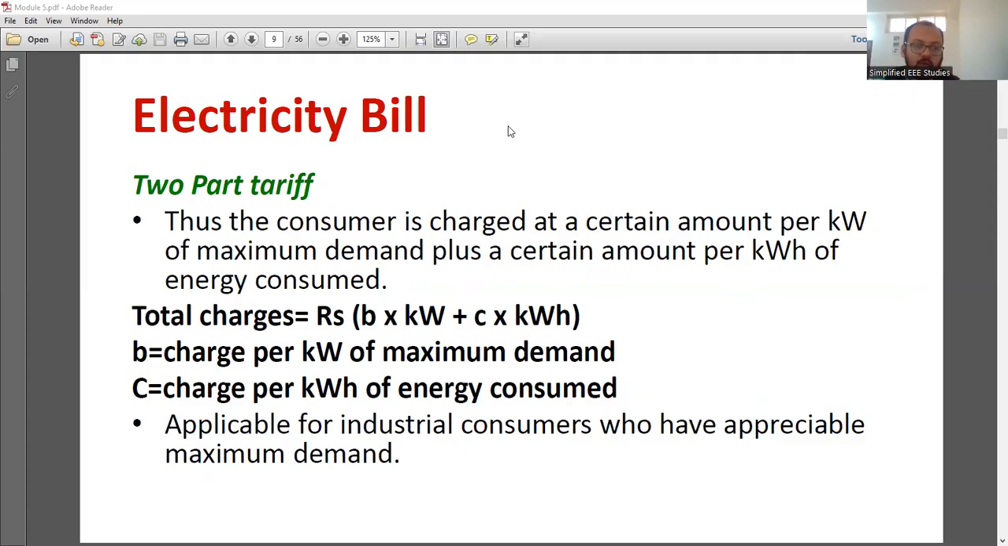So you can use the calculation. The total charge is equal to, this is a formula you have to remember: B into kilowatts plus C into kWh. kW means the maximum demand power, and kWh means energy consumed. B is a constant charge per kW. C is charge per kWh. These are the points you have to remember. This formula is important to solve the numerical example as well. Now we'll move on to other questions.